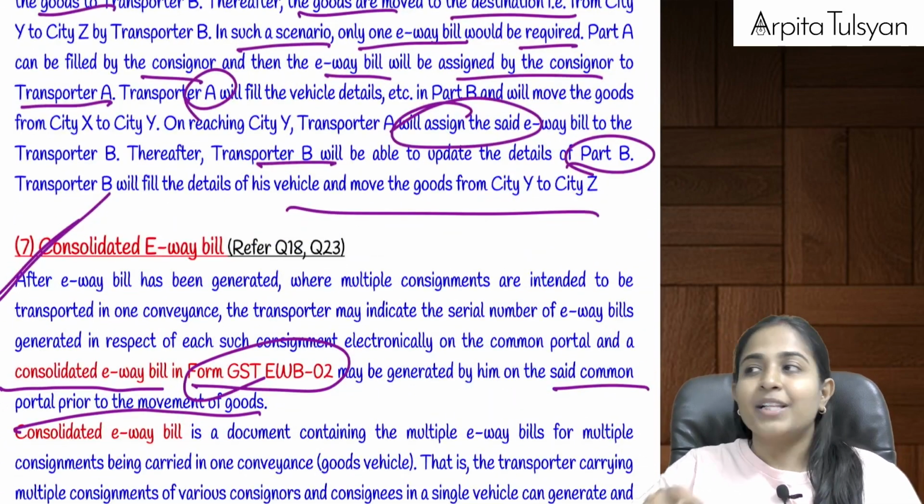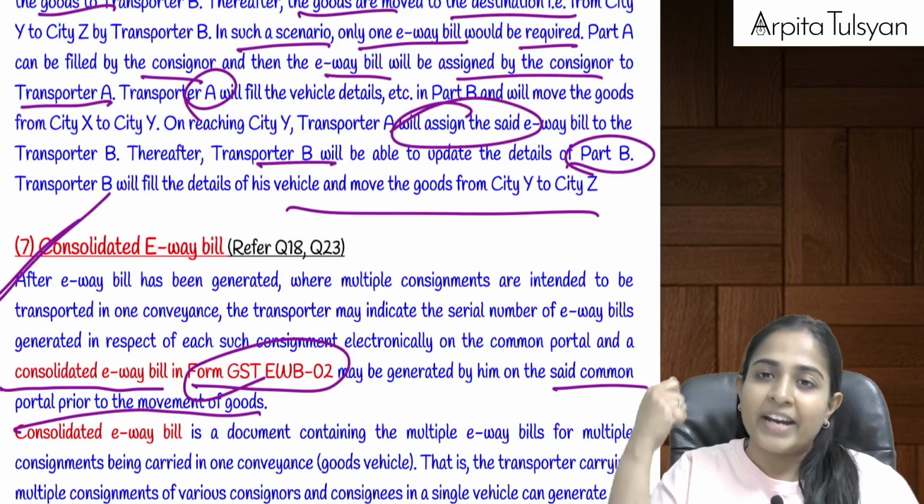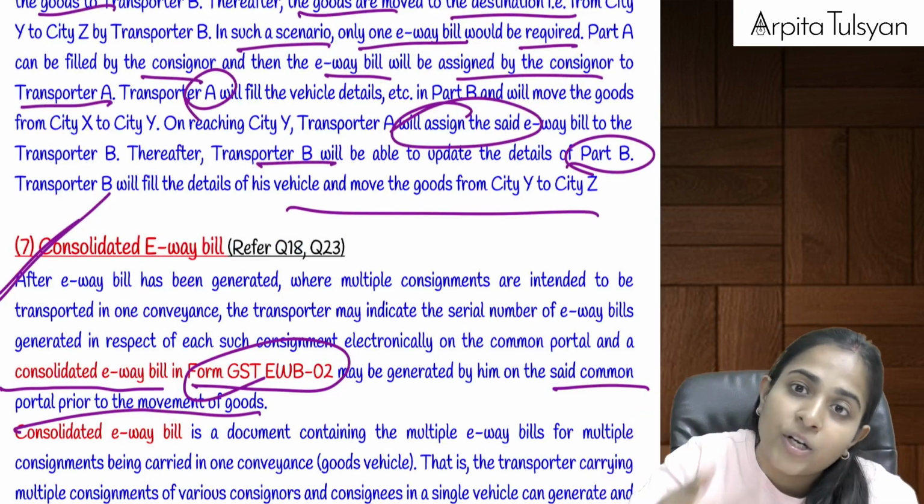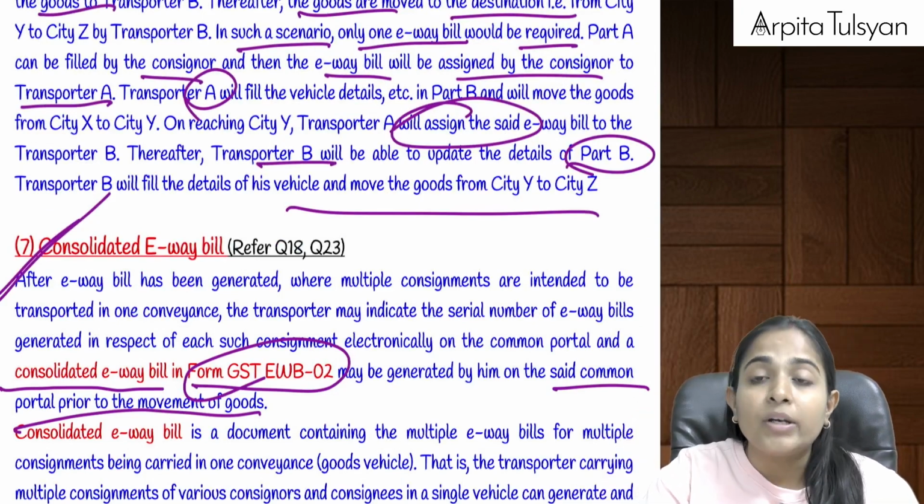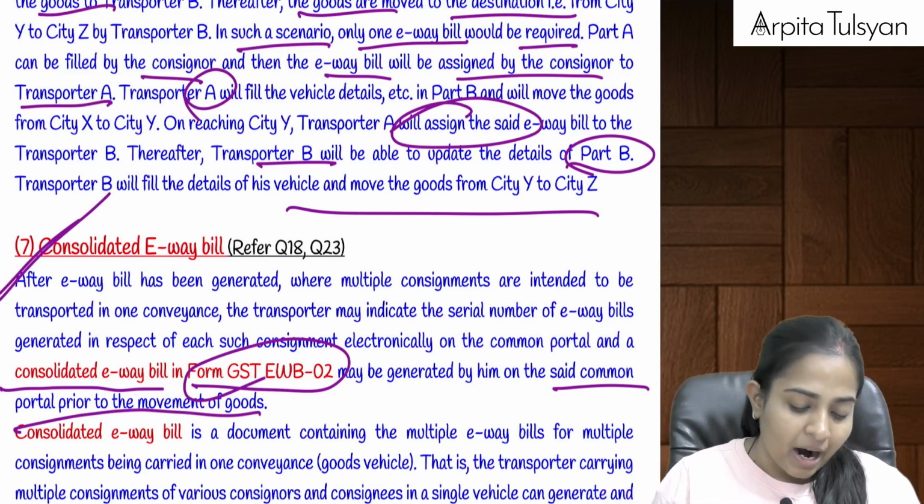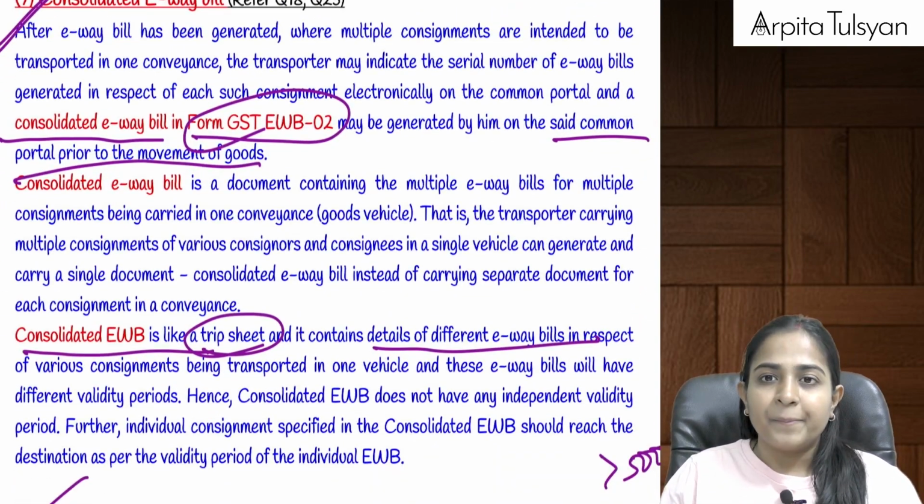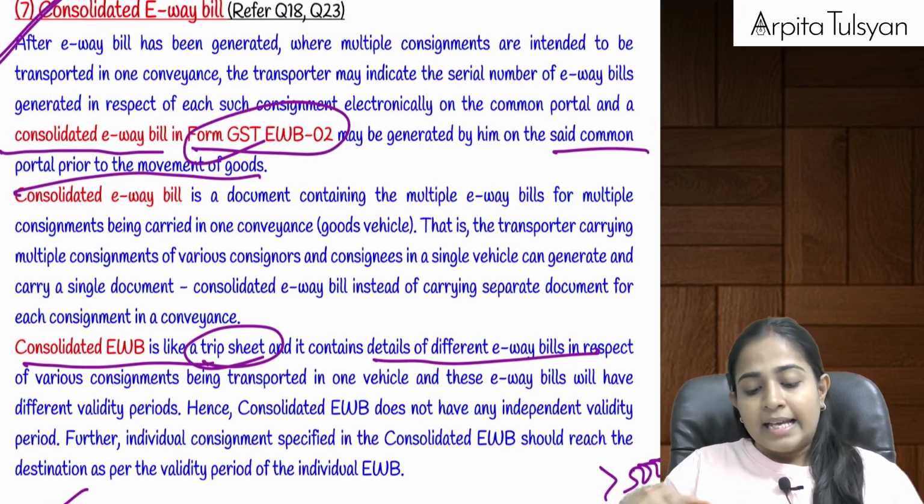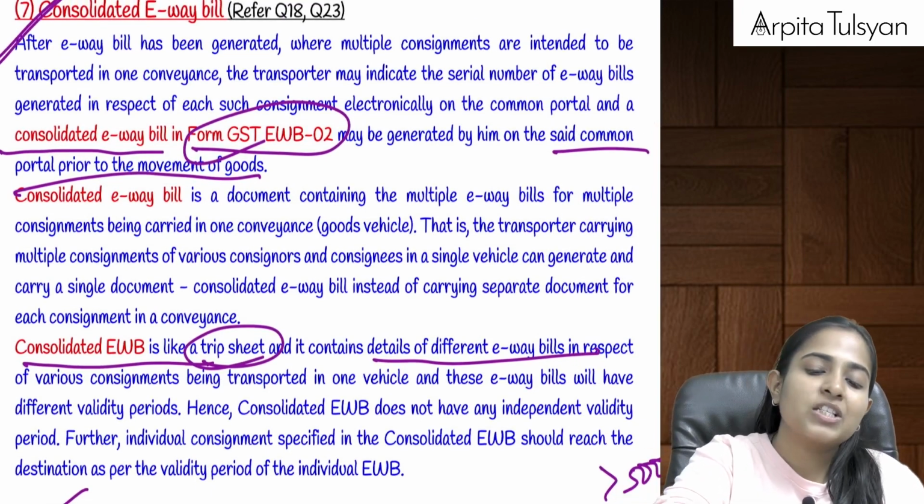So whenever the mode of transport is changing or the vehicle number is changing or the transporter is changing, then in that case, no need to make a new e-way bill. The changes can be done in part B of the e-way bill. Are you clear with this? Yes. Then the next one talks about consolidated e-way bill.